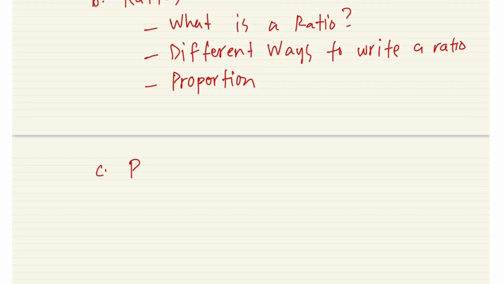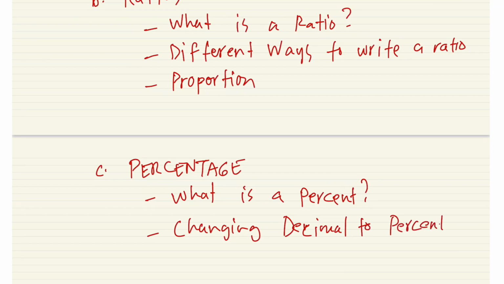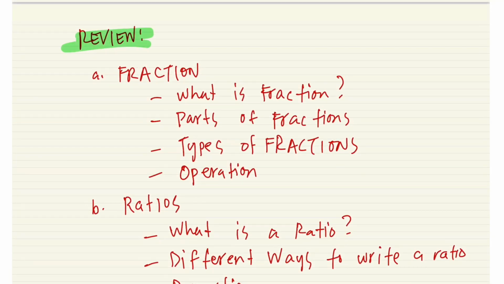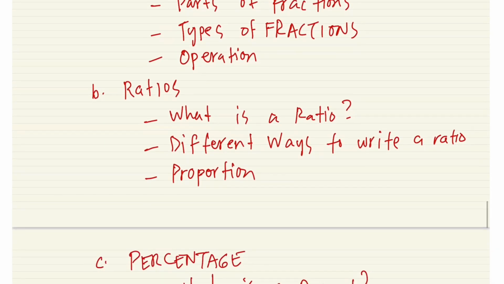Alright, the third thing we discussed today is percentage. Next is what is a percentage? What is a percent? Next, how to change decimal to percent and changing percent to decimal. Alright, so these are the things that we discussed today. Okay, for a short review. Alright, first we discussed fraction: what is a fraction, parts of a fraction, types of a fraction, and the operations.